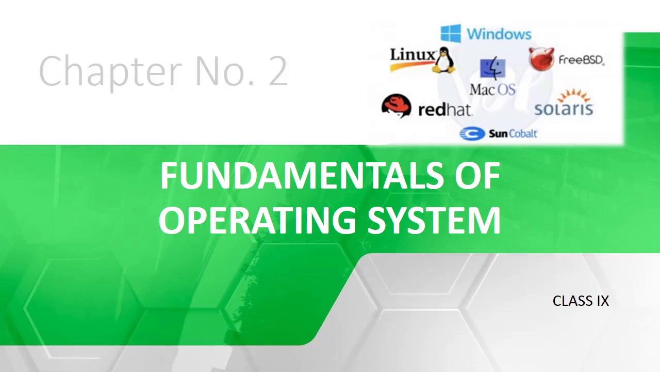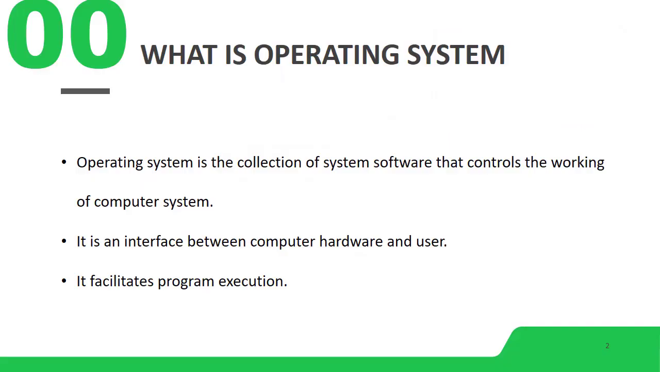In our last class, we started chapter number 2, Fundamentals of Operating System, in which we discussed software and its types. Our main focus was on the operating system. I had also explained the tasks performed by the operating system. What is the operating system? The operating system is the collection of system software that controls the working of the computer system. It is an interface between computer hardware and the user.